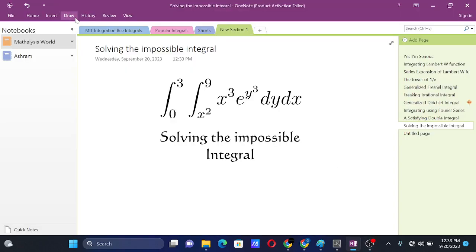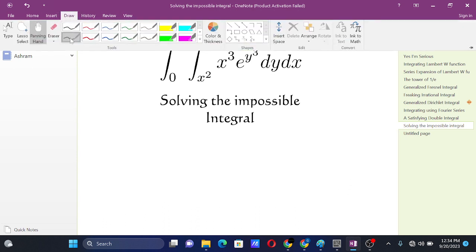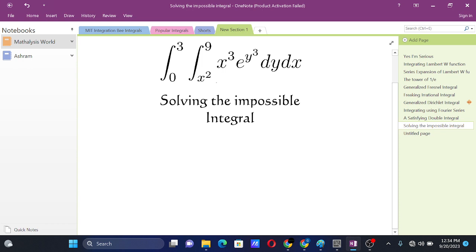In this video, we are going to solve the impossible integral. This integral is actually impossible if you try to do it in the way it is given. So we just have to try to change the order of integration. If we change it into dx dy form, then it's possible, but the way it is, it might be impossible.